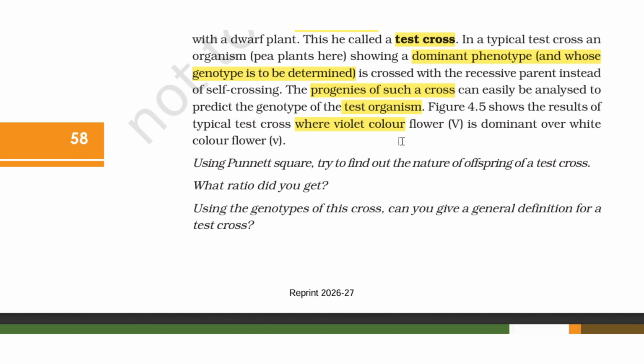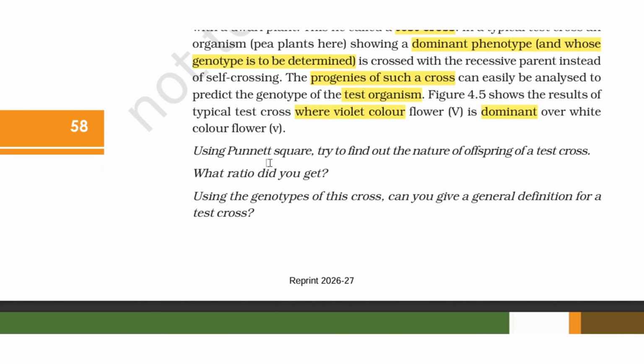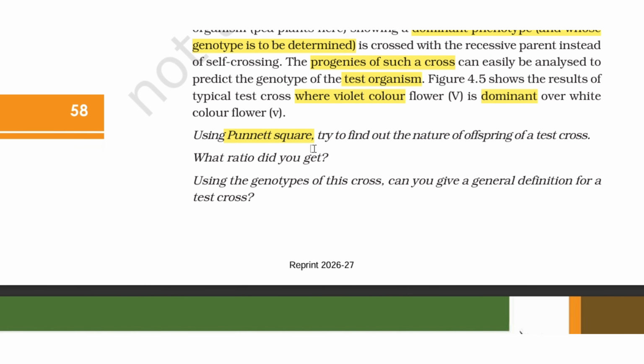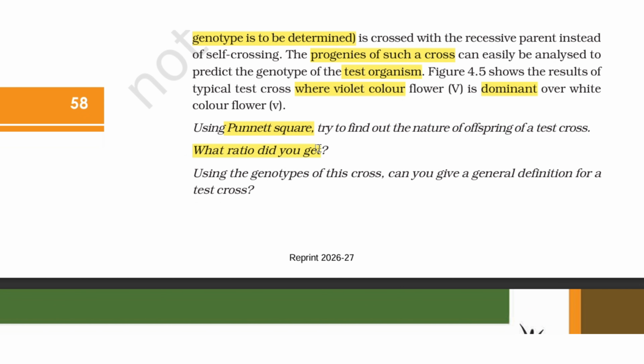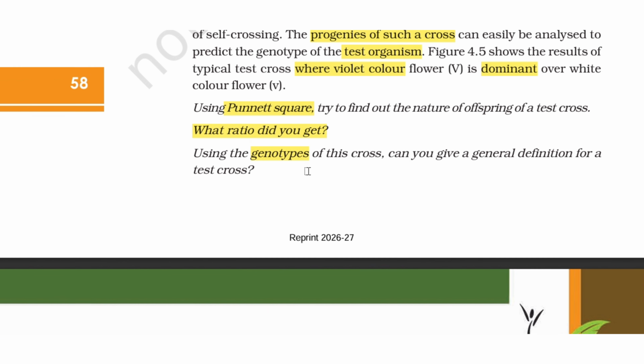Figure 4.5 shows the results of a typical test cross where violet color flower, W, is dominant over white color flower, w. Using a Punnett square, try to find out the nature of offspring of a test cross. What ratio did you get? Using the genotypes of this cross, can you give a general definition for a test cross?